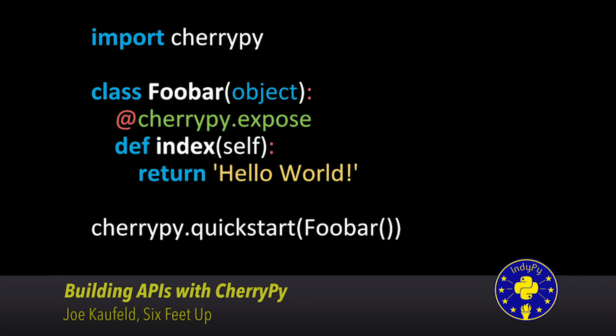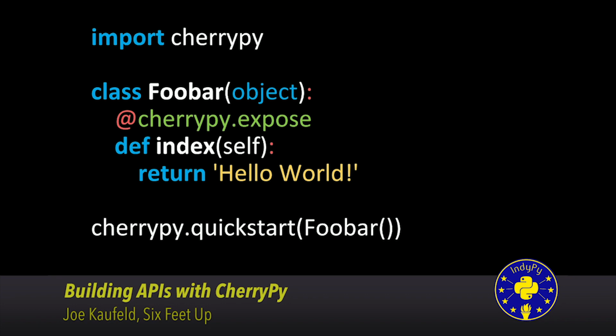And you can also tie it directly into a Django application, or really anything you want. But quickstart just launches CherryPy's built-in HTTP server. And it mounts the foobar class, which has our index method in it. So this is the smallest amount that we actually need in order to get text into a web browser.